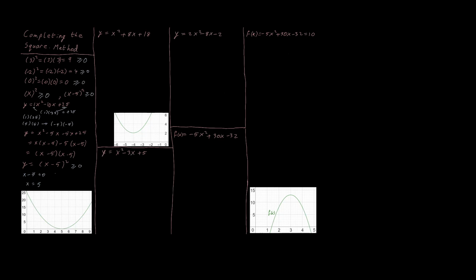If I put in another value of x, say 1, I'd have 1 minus 5, which is minus 4, squared, which would end up being 16. So when x is 1, I would end up with y being 16, which is bigger than 0. So when x is 5, I get my lowest value for y. I get it as 0. And for any other value of x, I necessarily get something bigger than that. I get a positive number for my y.